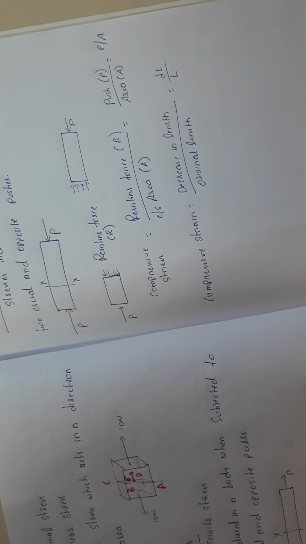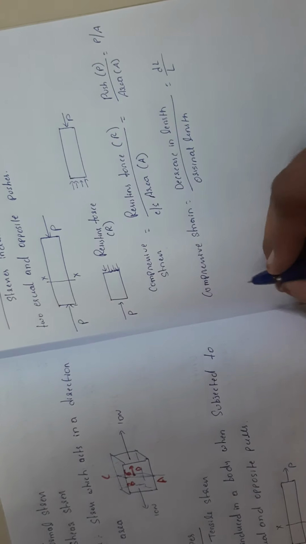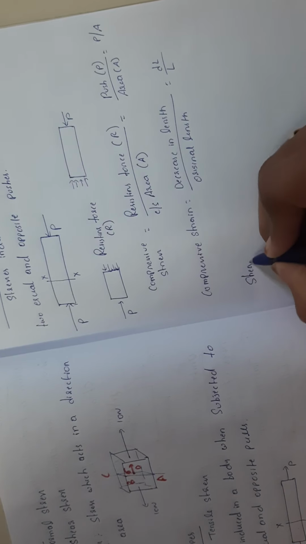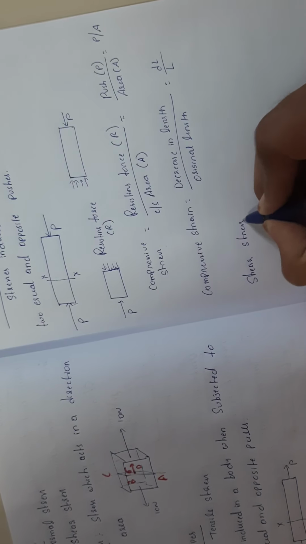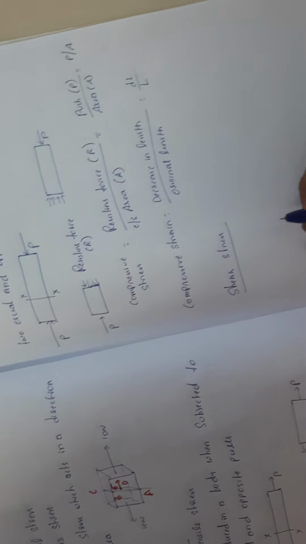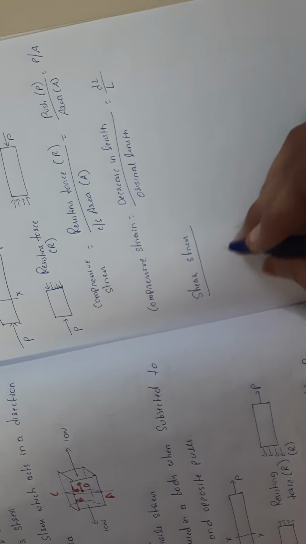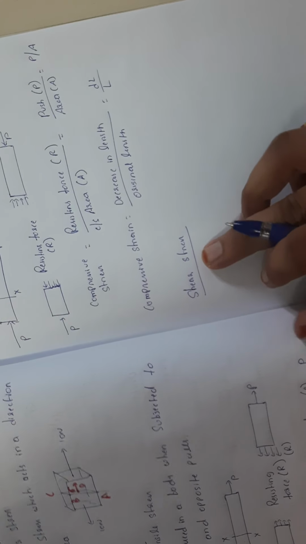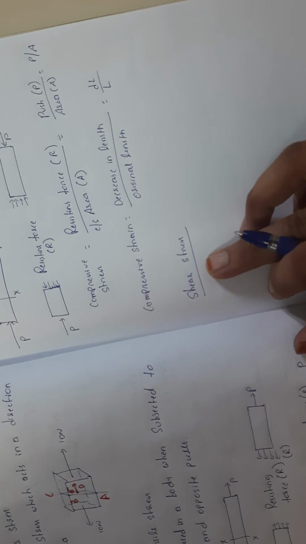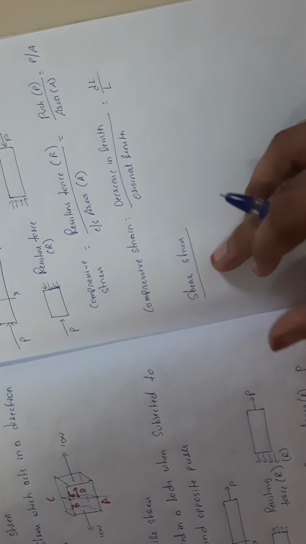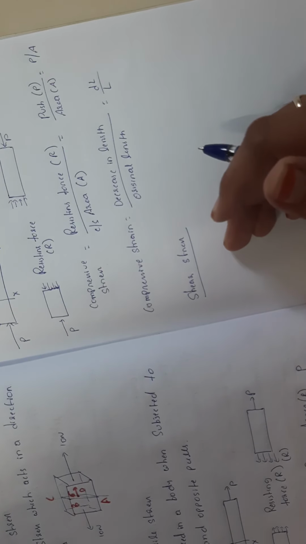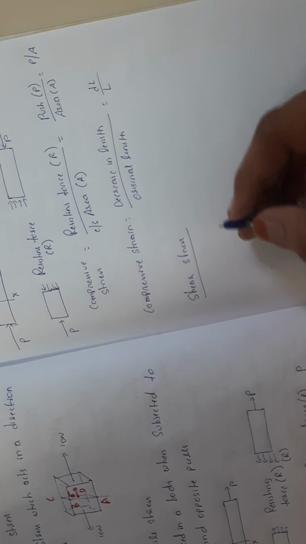So next will be shear stress. Let's go into the shear stress topic. The third kind of stress is shear stress. It means the stress induced in a body when subjected to two equal and opposite forces which are acting tangentially across the resisting section.